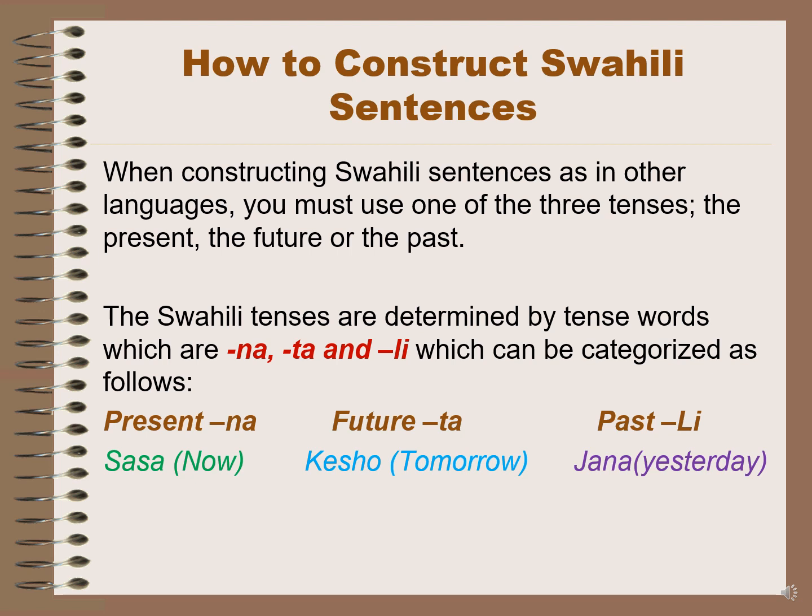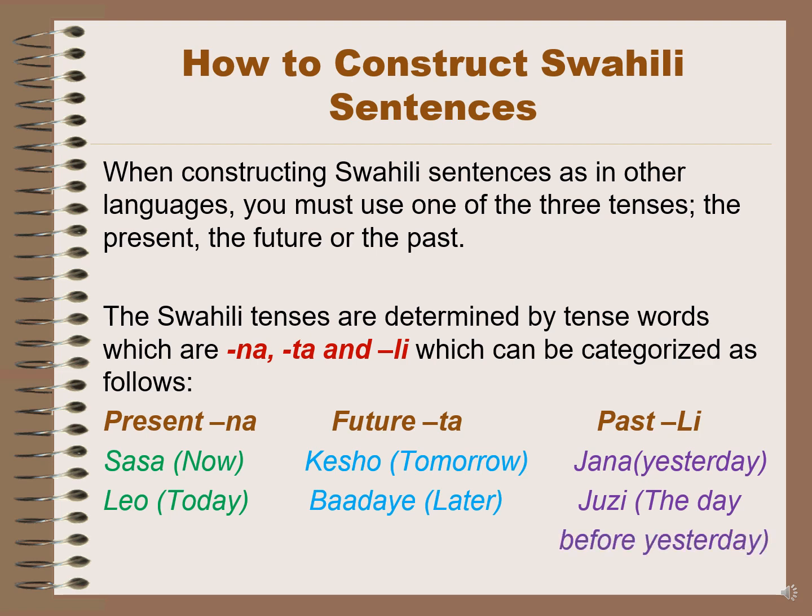Sasa is now, in the present tense. Kesho is tomorrow, and the day after tomorrow is jana, meaning yesterday. Leo is today, baadaye is later, juzi is the day before yesterday.